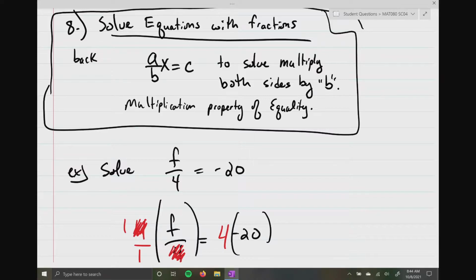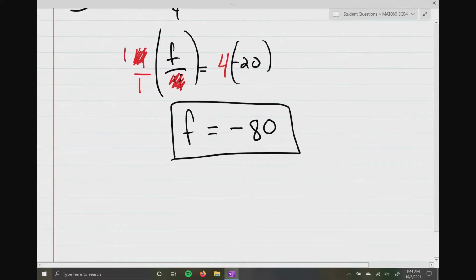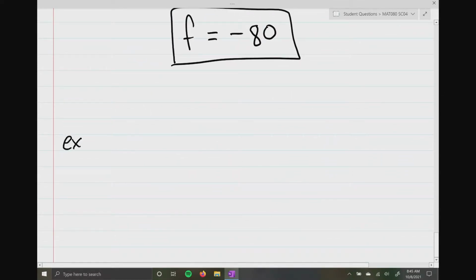All right, let's keep going. Let's do some more examples. Am I moving too fast? Are we okay? All right, here's another one. Okay, let's try this one.